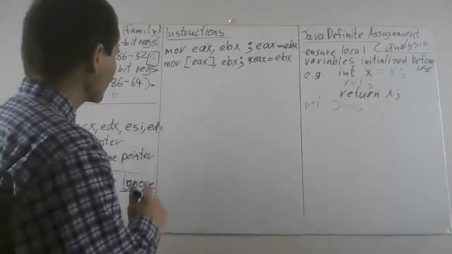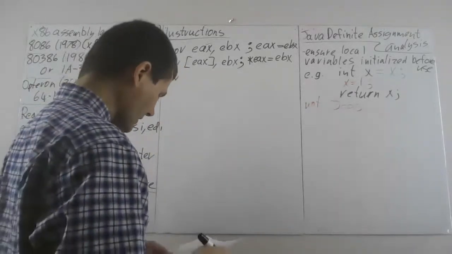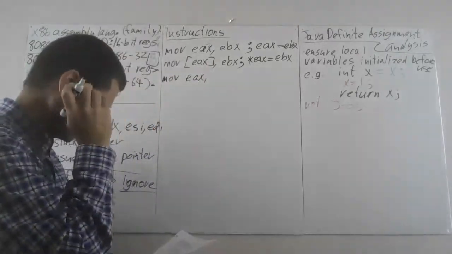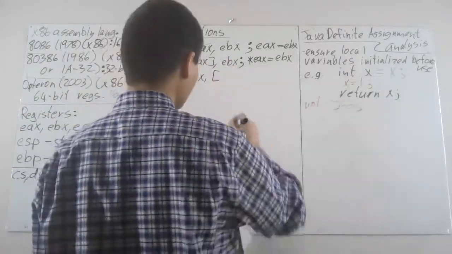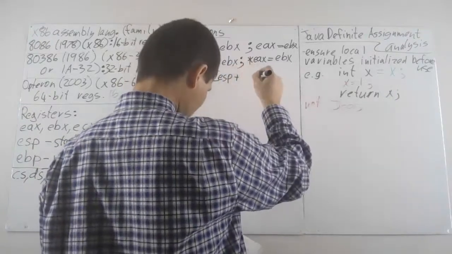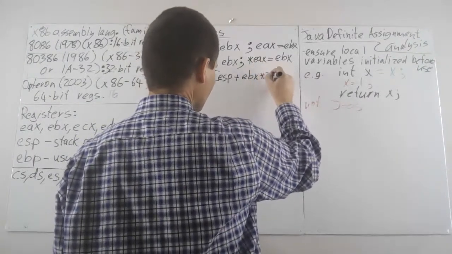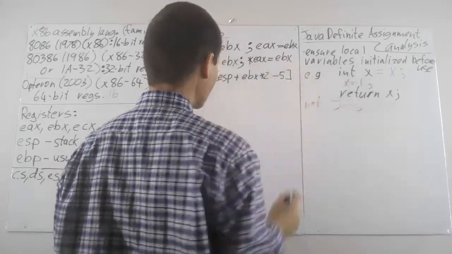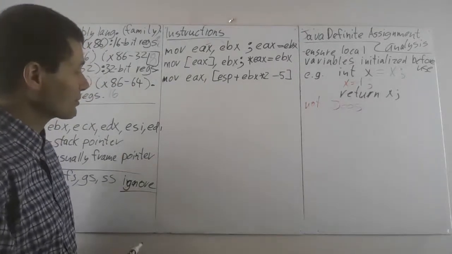Now, in a move instruction, or in a lot of other instructions, you can go crazy and involve lots of registers and possibly constants. So for example, if I have the stack pointer ESP, I can say ESP plus EBX times 2 minus 5. Okay, so this is a valid x86 instruction, and it does what you might expect, right?